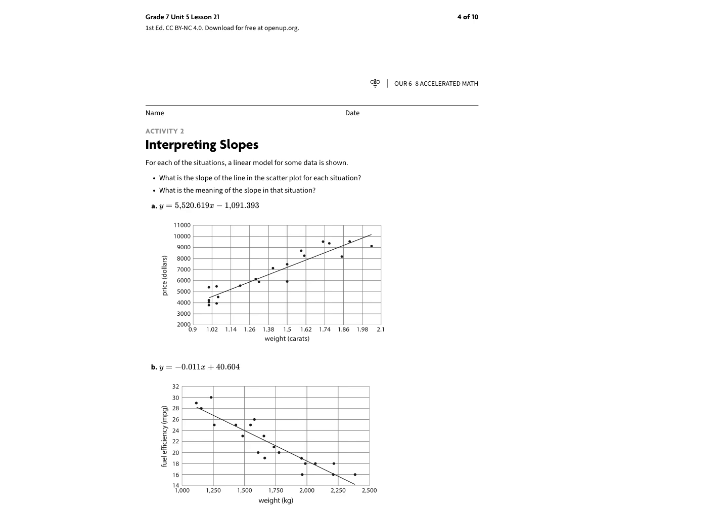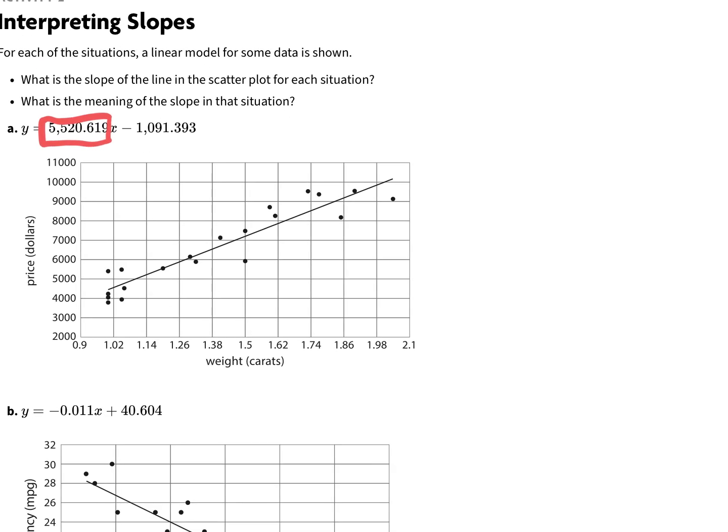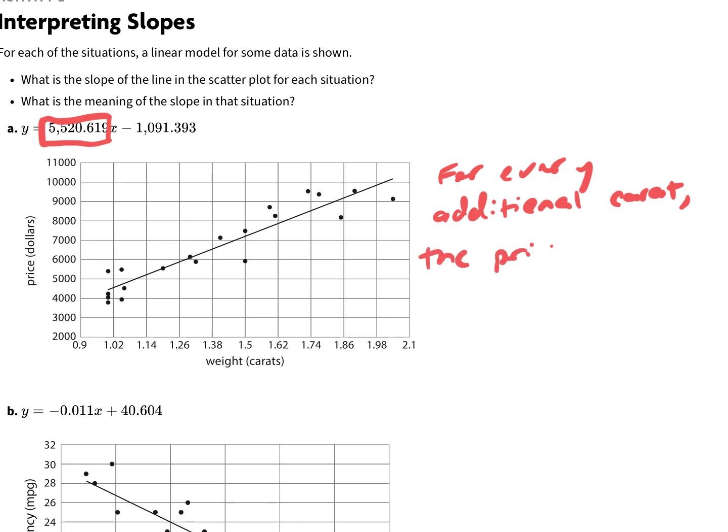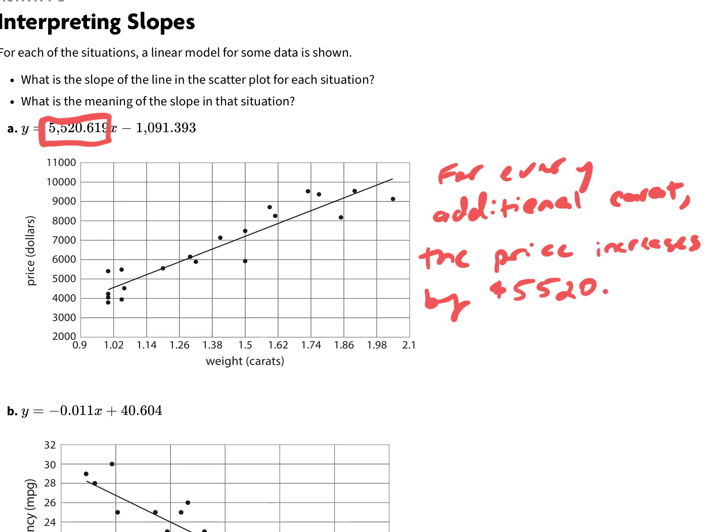All right, so let's take a look at scatter plot A. My slope is 5,520.619. So for this one, I would say, for every additional carat, the price increases by $5,520.61 9/10 of a cent.